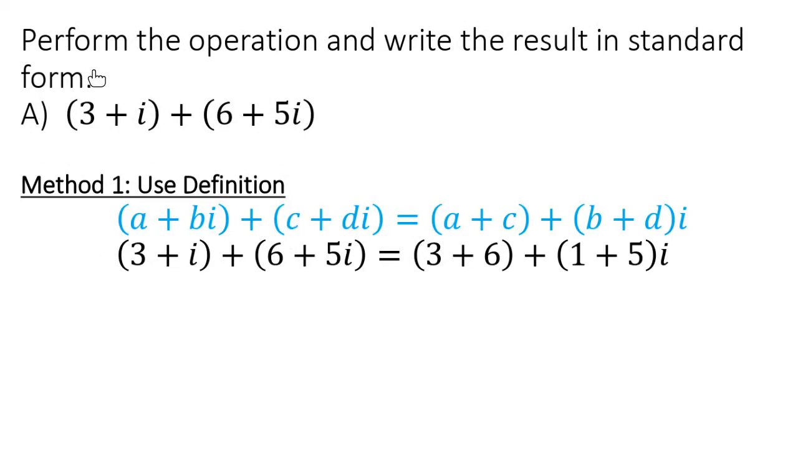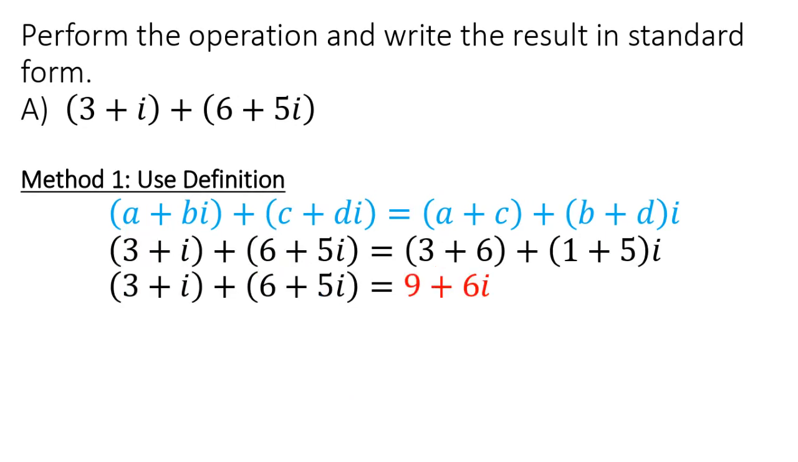So the first one says add these 2 complex numbers. I put the definition up here, that way you can see it. So the first one I have 3 plus i plus 6 plus 5i. What we're going to do is take the a's, which are the real parts, and add those together. And then we're going to take the b, which is the number in front of the i. In this case, b has a 1, and then the 5. Okay, and we're going to put those together. So 3 plus 6 is 9, and 1 plus 5 is 6. So my answer here would be 9 plus 6i.